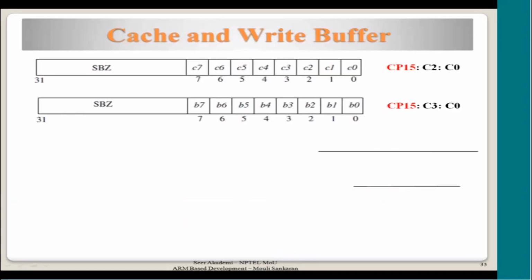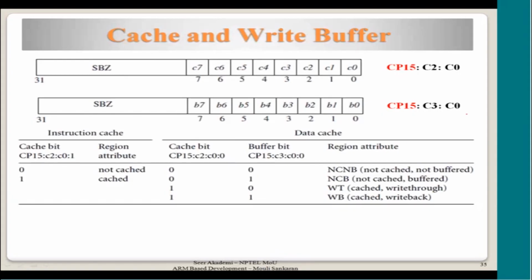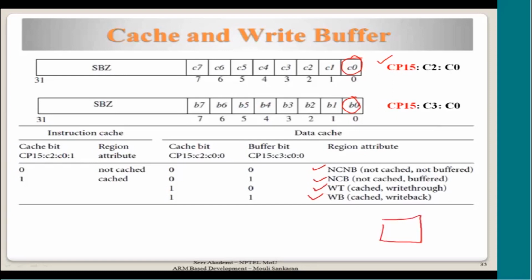So, cache and write buffer. This is the cache and write buffer behavior for a particular region. So we can decide to do 1 bit for cache for each region, and then 1 bit for the write buffer. So we can decide whether it is not cached or not buffered, or cached with a write through policy, or cached with a write back policy. So a region of memory can have different cache properties and a buffering property.